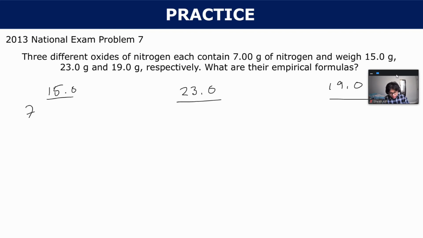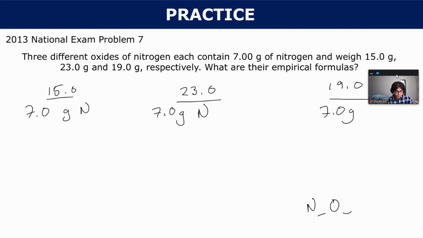We know that all 3 of them are going to have 7 grams of nitrogen. Oh, by the way, I should point out that 3 oxides of nitrogen just mean that they're going to be in the form of NO, and the subscripts here could change. It could be whatever, but it's going to be in the form of NO. So let's look at each of these individually. If we know that 7 grams is going to go to nitrogen, that means that the remaining 8 grams are going to go to oxygen. So how many moles of nitrogen is in 7 grams of nitrogen? That's 0.5 moles.